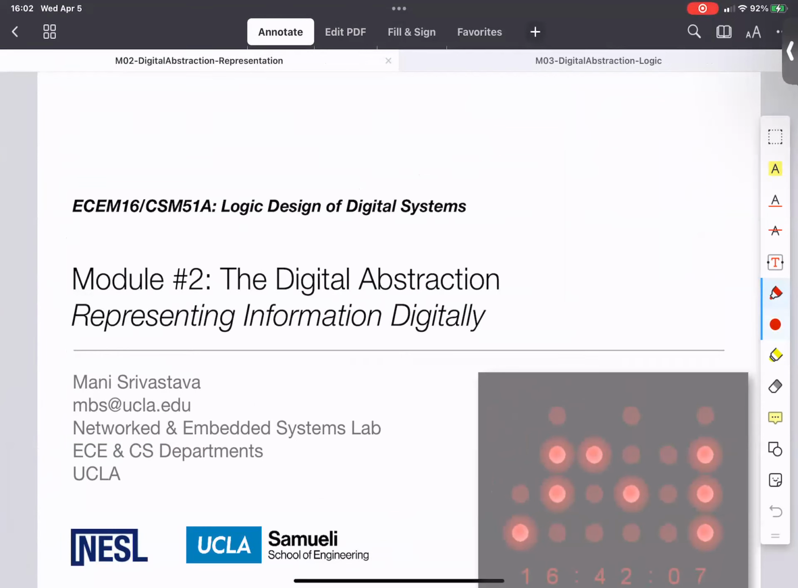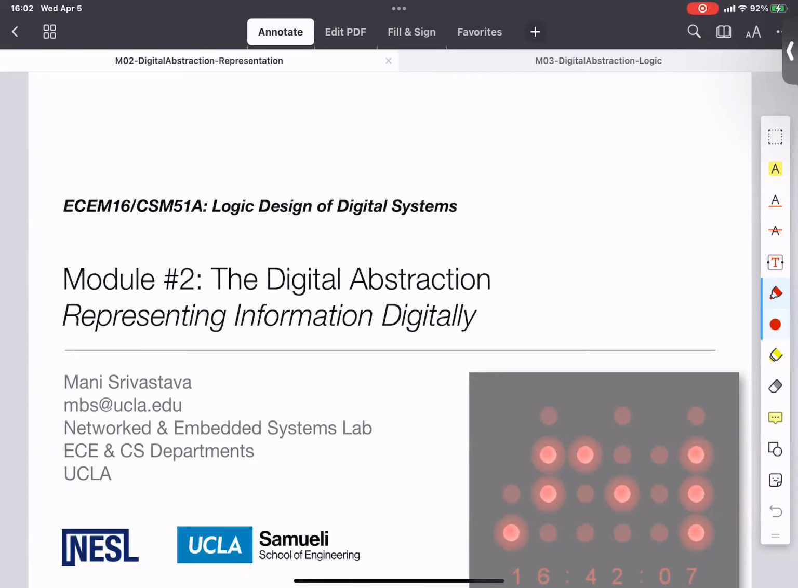Okay, so today's lecture is really about considerations that go into representing information digitally. Some of it is intuitive. If you've done a programming course, some of these concepts would be natural, but it's still good to think about it, particularly because when we are dealing with the hardware side of things, considerations are a little bit different.